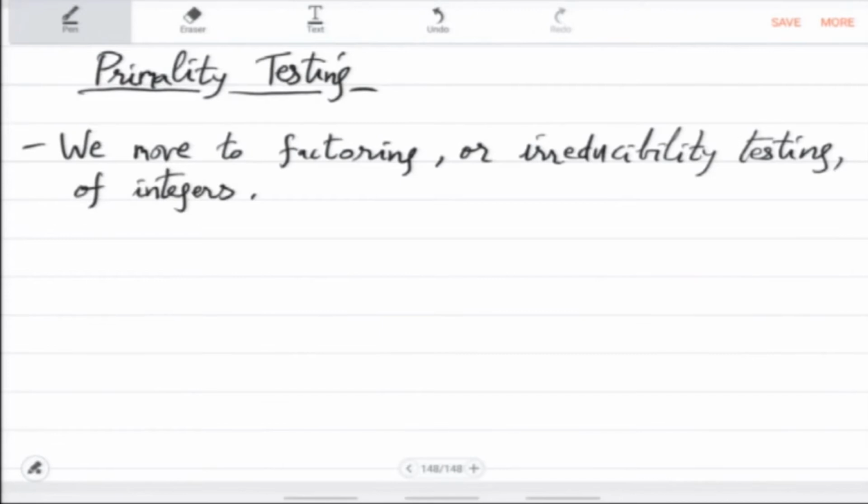So till now we have seen factoring and irreducibility testing of polynomials. That was what we saw in this course till now. Now we move to integers. And these questions in a way are harder. Okay, they need more specialized techniques than what you have seen till now. So what is the motivation for studying integers, factoring questions, irreducibility questions?